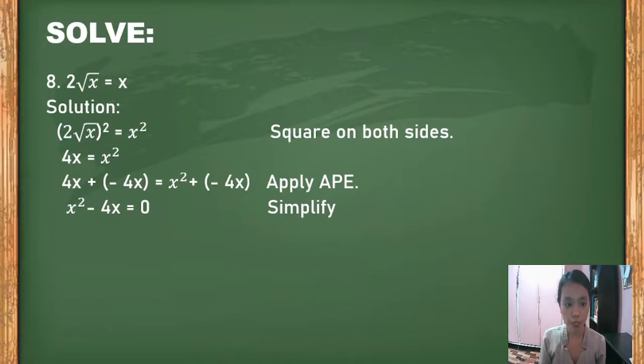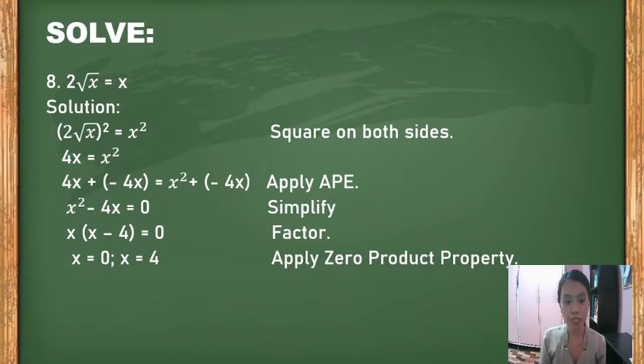So, tulad nung kanina, this is a quadratic equation. So, may dalawang value of x tayong hahanapin. To solve for x natin, i-factor po natin si x squared minus 4x. So, using factoring method, the factors are x times quantity x minus 4 equals 0. To solve for roots, apply natin ang zero product. So, therefore, ang roots natin, ang value ng ating dalawang x ay 0 and 4.